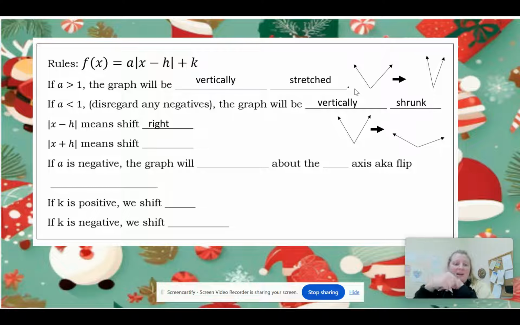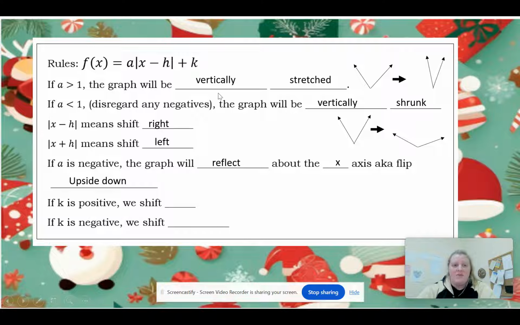Now, if you have a minus inside your bars, that means you're going to go right. And if you have a plus, that means you're going to go left. So it's opposite of what you think. Most of us think minus means go left and plus means go right. But when you're talking about shifting rules, anything that's inside the bars, it's opposite of what you would think. So you have to really watch out for the whole right and left thing. It's opposite of what you would think.